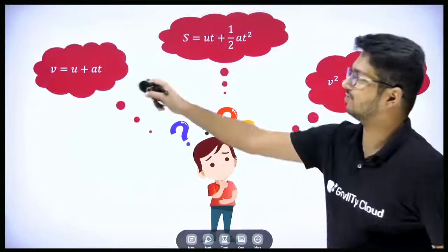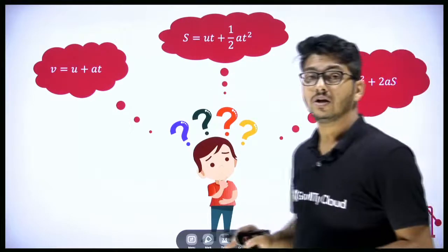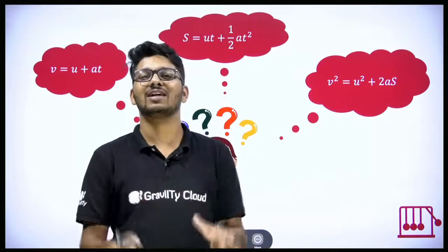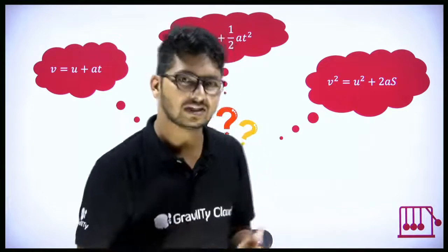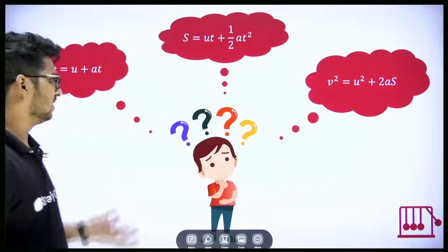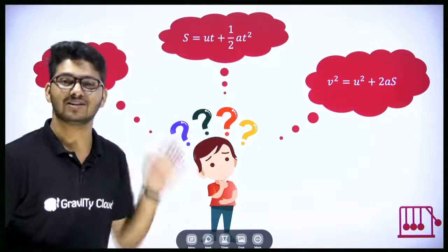Should I use v equals u plus at? Should I use s equals ut plus half at squared? Or v squared equals u squared plus 2as? That's what we'll try to understand in today's class. There are some simple rules that we have to follow. When we follow them, any numerical, not only here, not only equations of motion, anywhere, will become very simple.